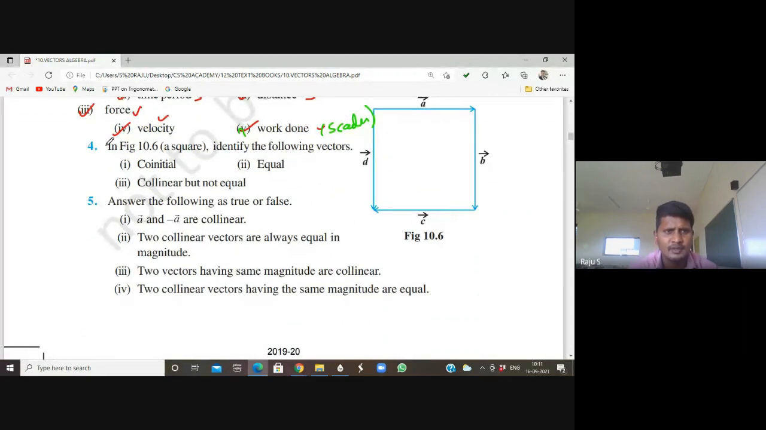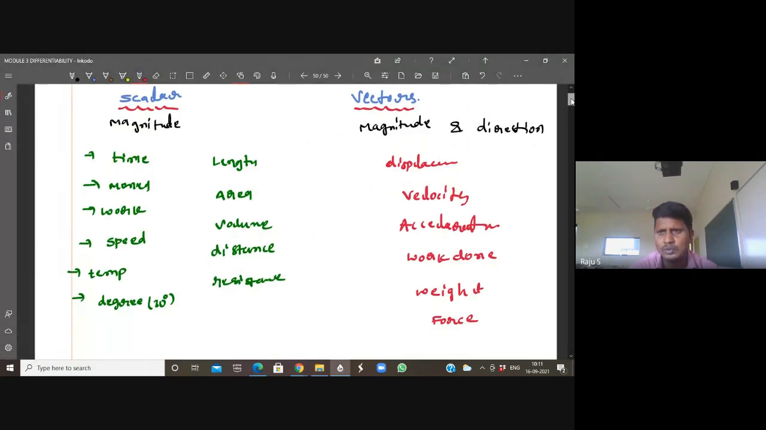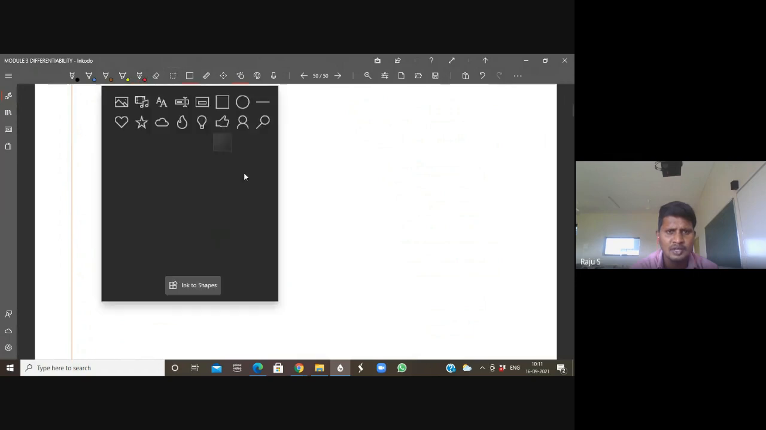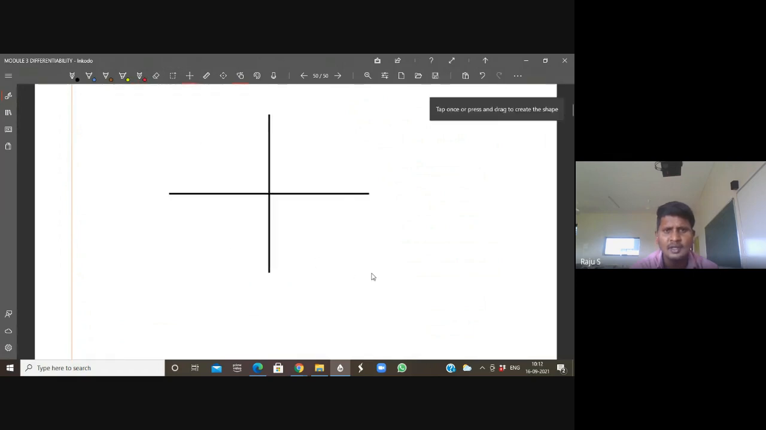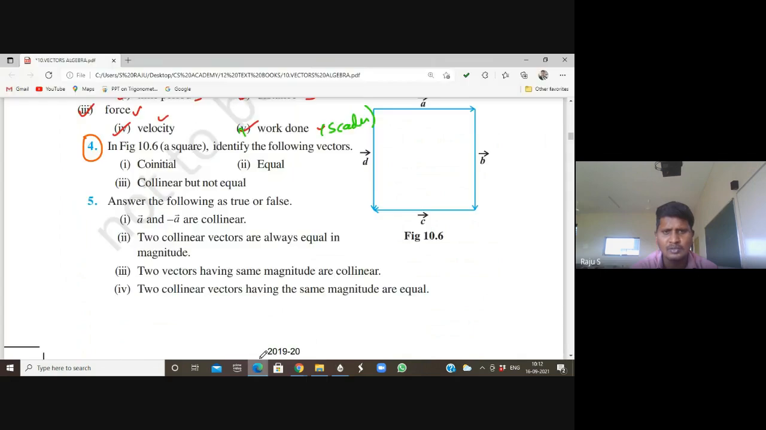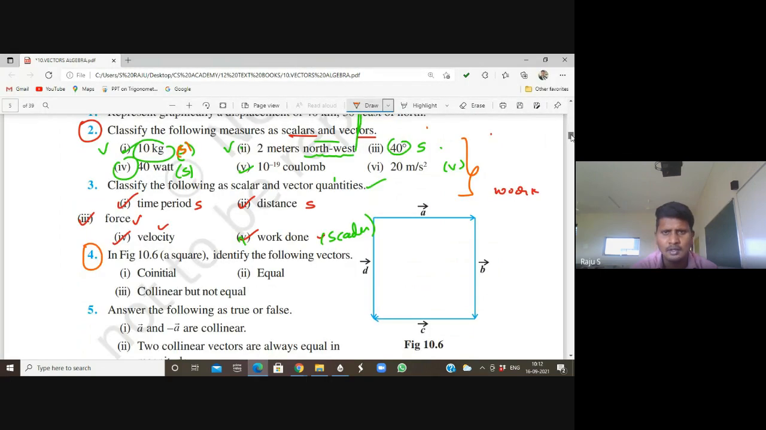Next, before that, I'm going to represent a vector graphically. For that, I'm going to take the x-axis and y-axis, meaning directions. If you want to represent a vector graphically, we want to know the directions: east, west, this is north, this is south. You should take it like this, depending on the question.